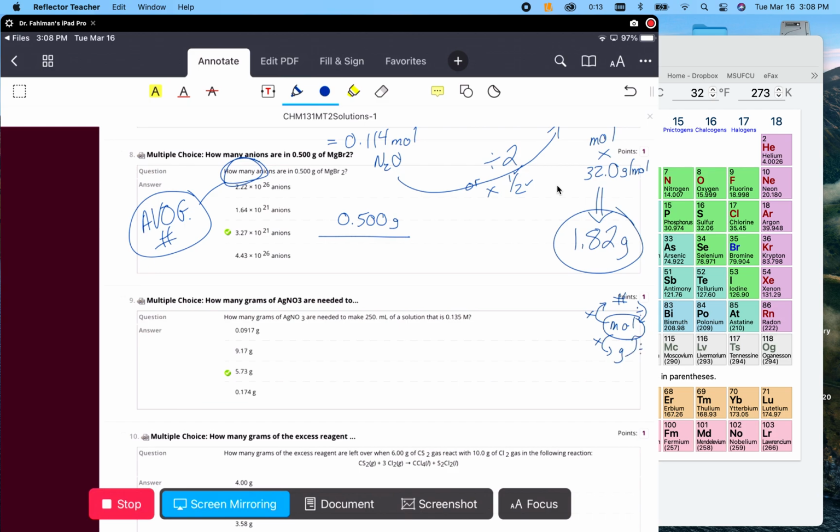Okay, so between grams and moles here, this is molar mass. Between here, this is Avogadro's number. So we have grams. We have to first divide by the molar mass to get moles. Then we multiply by Avogadro's number to give you the number of something. Okay. So 0.5 grams, we have to get the molar mass of magnesium bromide.